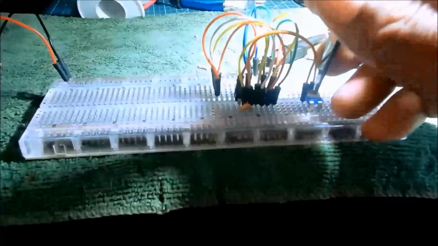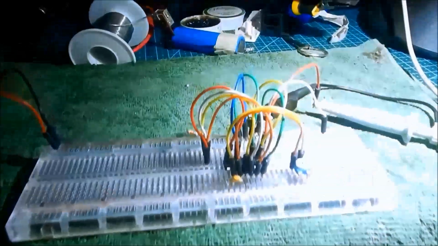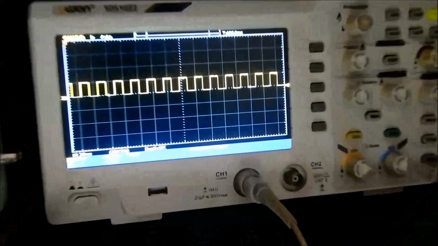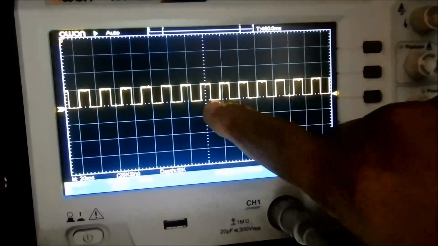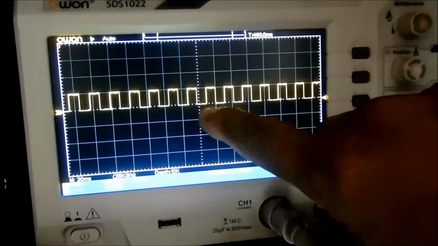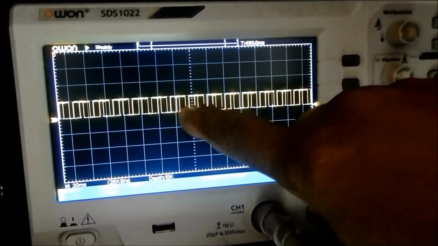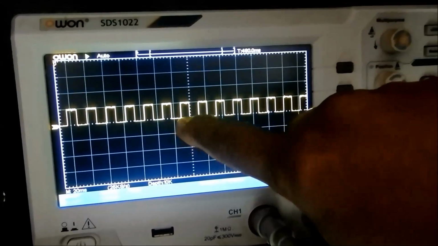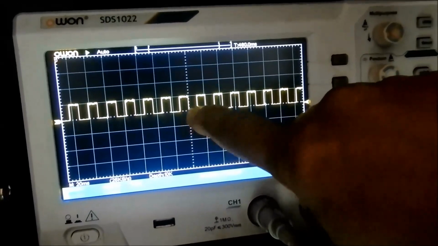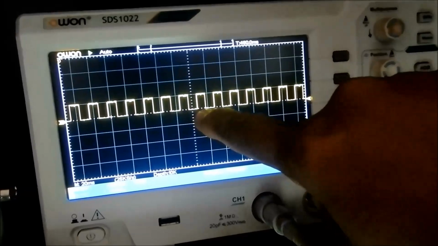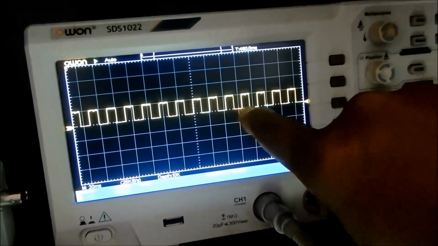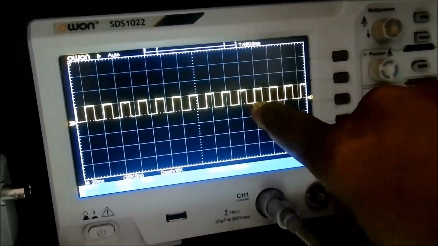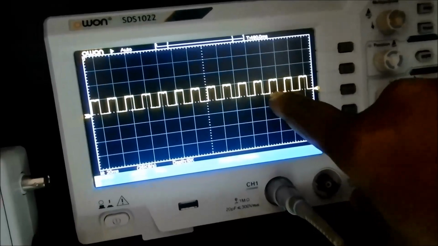So we can adjust the frequency by adjusting the potentiometer, and the duty cycle is always 50%. The on and off is equal. The duty cycle is 50%. They both have the same spacing, same time period, the on and off of the square wave.